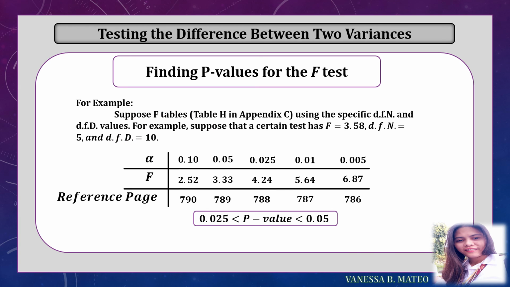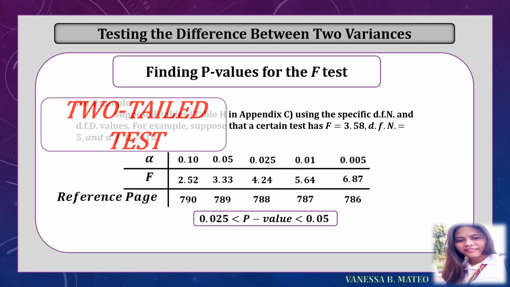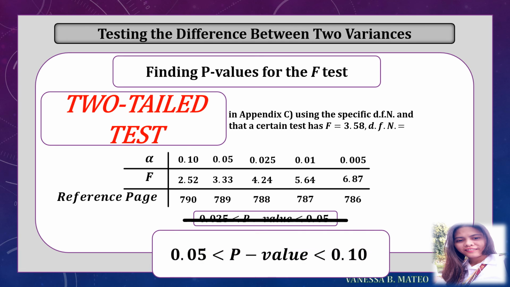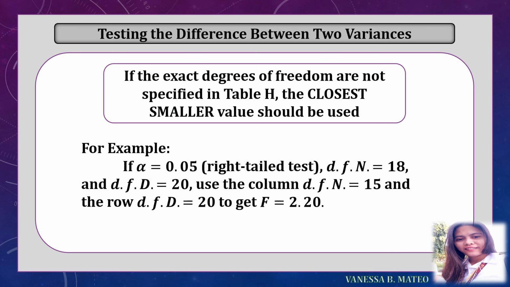Remember that for a two-tailed test, the values found in table H for alpha must be doubled. So in this case, from between 0.025 and 0.05, the p-value became between 0.05 and 0.10. If the exact degrees of freedom are not specified in table H, the closest smaller value should be used.